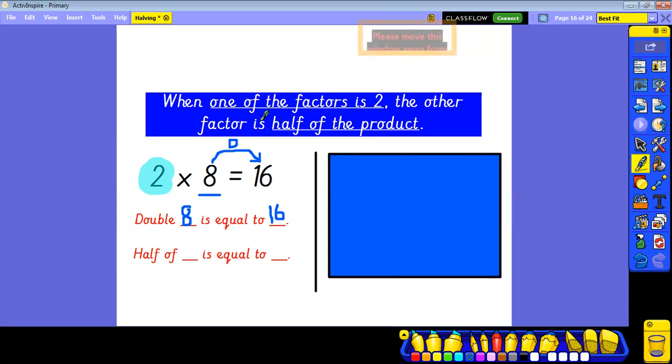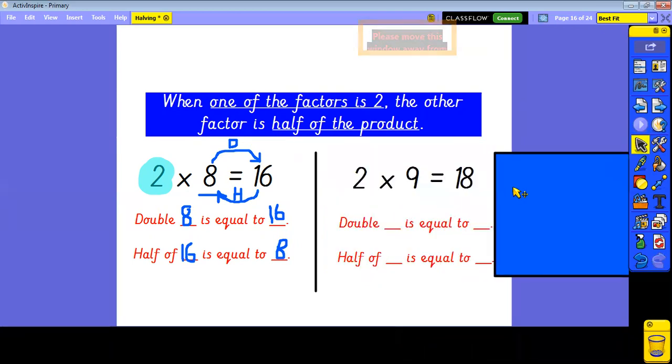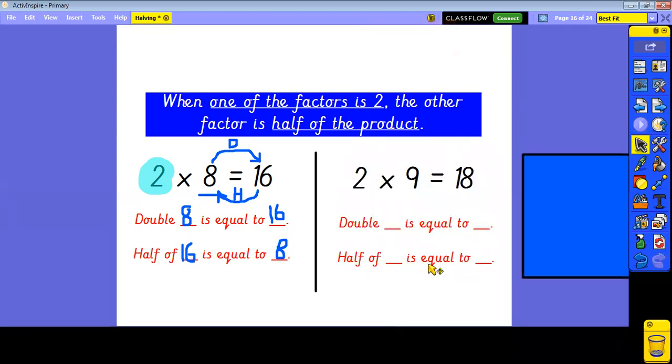But also, going back to this, when one of the factors is 2, the other factor is half of the product. So that then means that going this way, 8 is half of 16. So half of 16 is equal to 8. Can you have a go at filling in this sentence frame, looking at our multiplication equation? And when you've had a go, we'll go through the answers together.